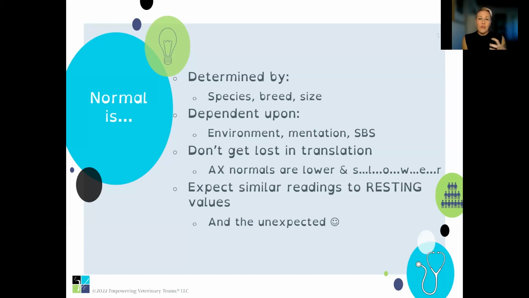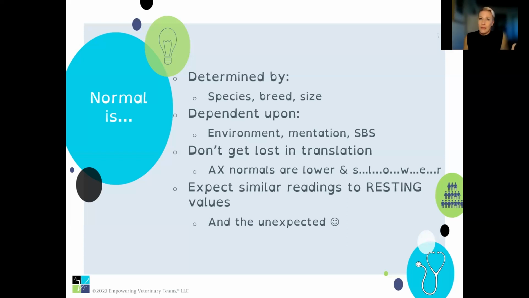So don't get over-fixated on the changes that you're seeing, especially when you've knocked them down with Dexdomitor and the heart rate of your Labrador is now 48. That's lower than we'd all get comfortable with, but just keep in mind that's the drug doing its job. And when you get into the anesthetic portion and you get stimulation from the surgeon, hopefully that will alleviate itself. So you're going to expect similar readings to resting heart rate values.